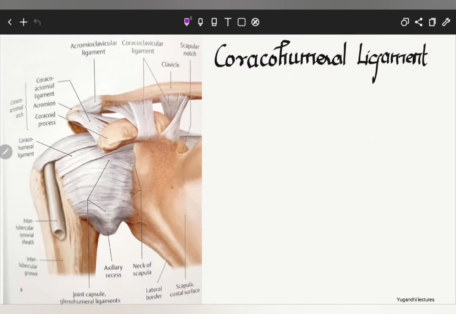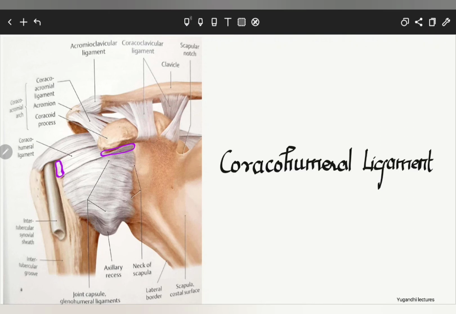The next ligament is the coracohumeral ligament. You can see in this picture the coracohumeral ligament. Actually, it extends from the root of the coracoid process. I will mark and show. You can see here, from the root of the coracoid process, and extends till the anatomical neck of the humerus. So this coracohumeral ligament also gives strength and support to the joint capsule.